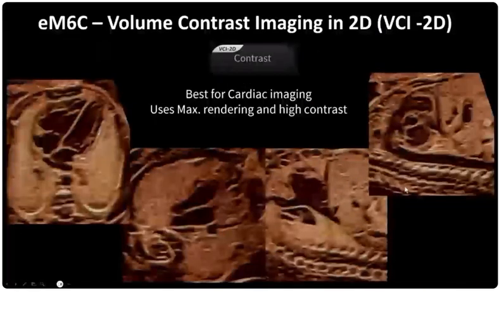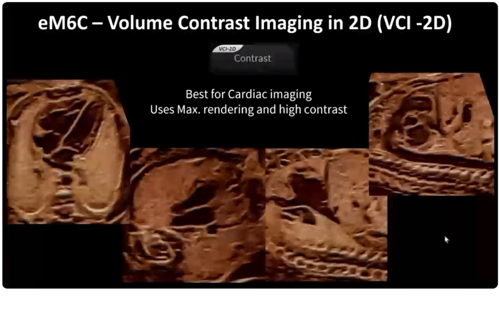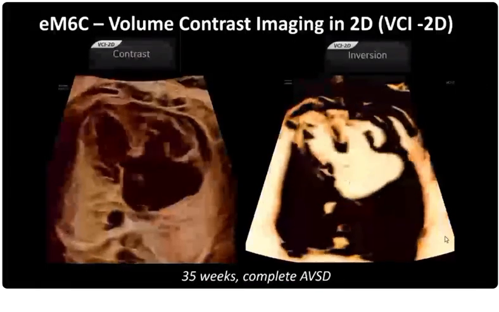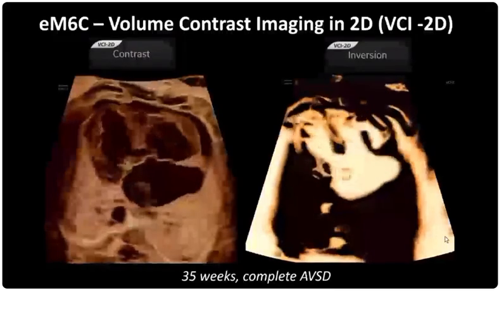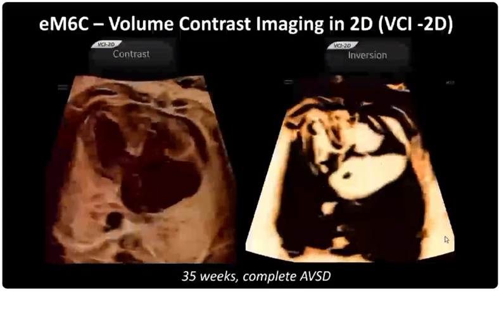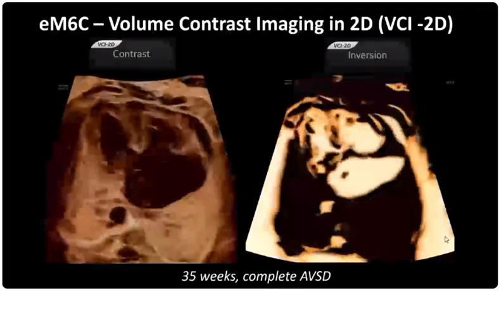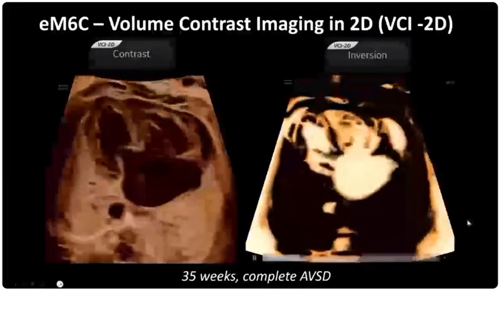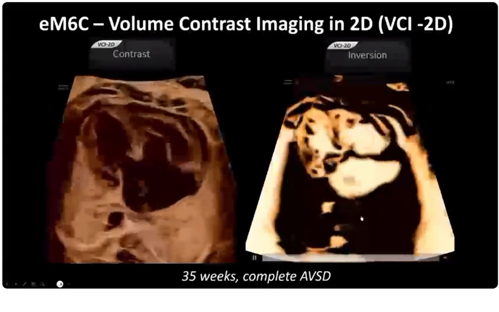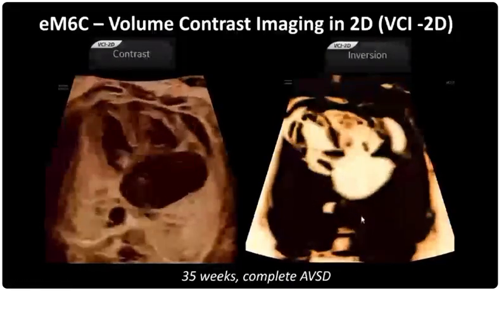So this is an example of how the entire fetal echocardiogram can be performed using this technique, and this is the best for cardiac imaging. But this can also be applied in the inversion mode. And here is the fetus at 25 weeks, at 35 weeks, the complete AVSD. And you can clearly visualize that using the inversion mode. And sometimes those images can also be helpful for diagnosis.